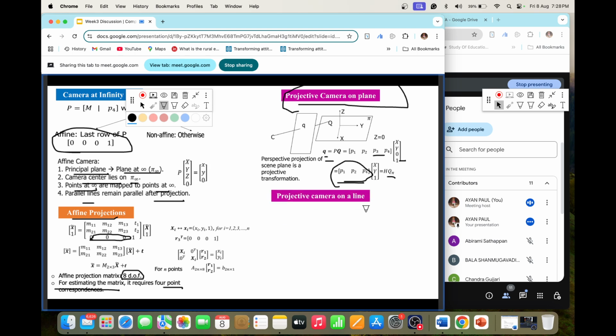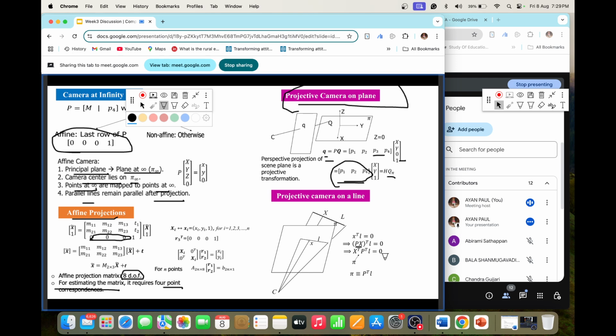Now we have another topic, projective camera on a line. You can see this is the line on the image plane, and it can be easily denoted by x transpose l equals 0. We also discussed this in the previous class: the transpose of the point times the line vector equals 0. Now, as we know how this x is formed, it is formed by the projection P times capital X. So that is why we get (P X) transpose times l.